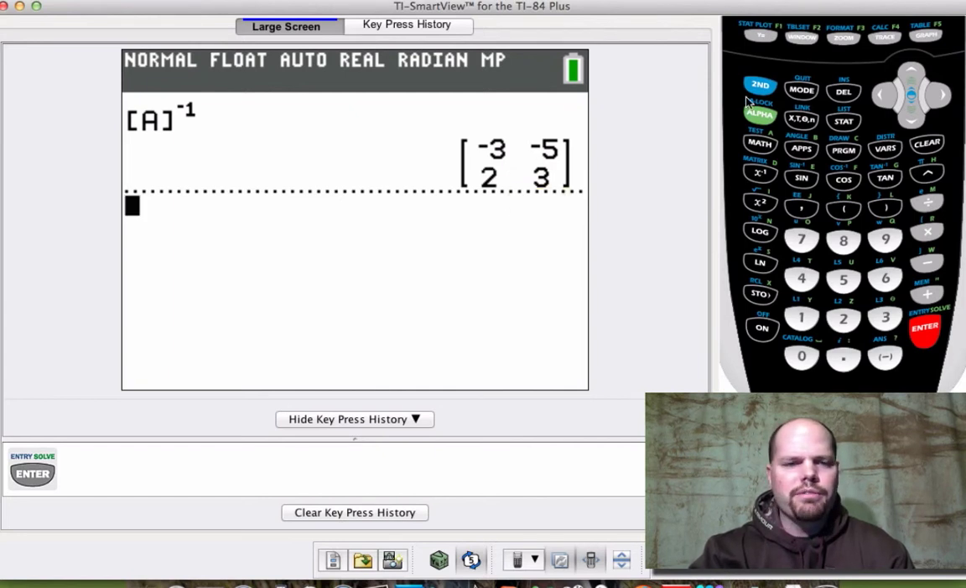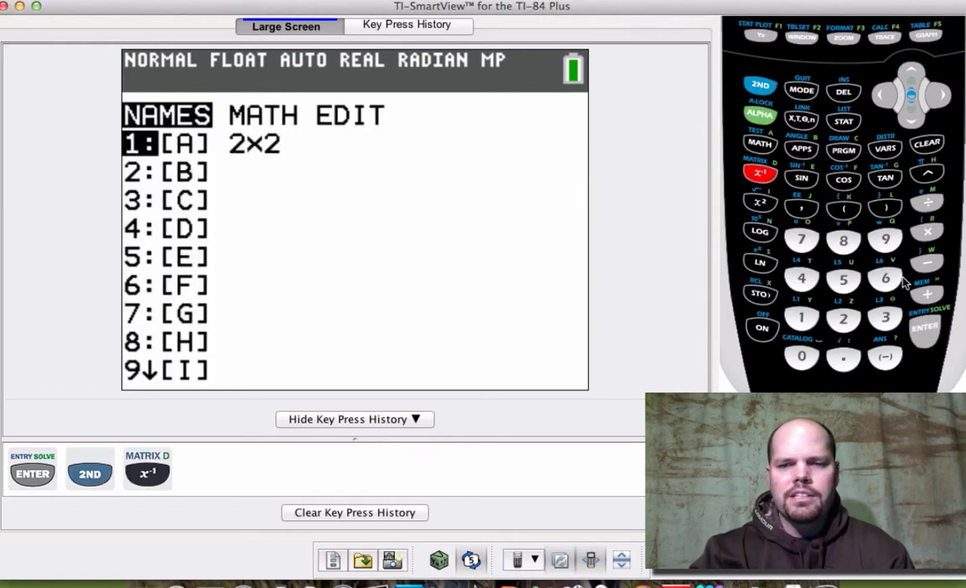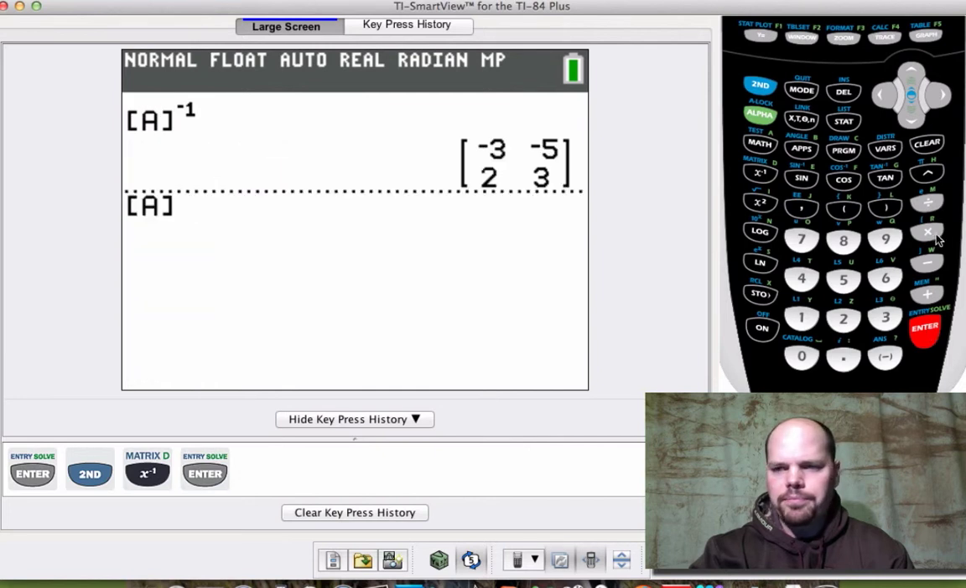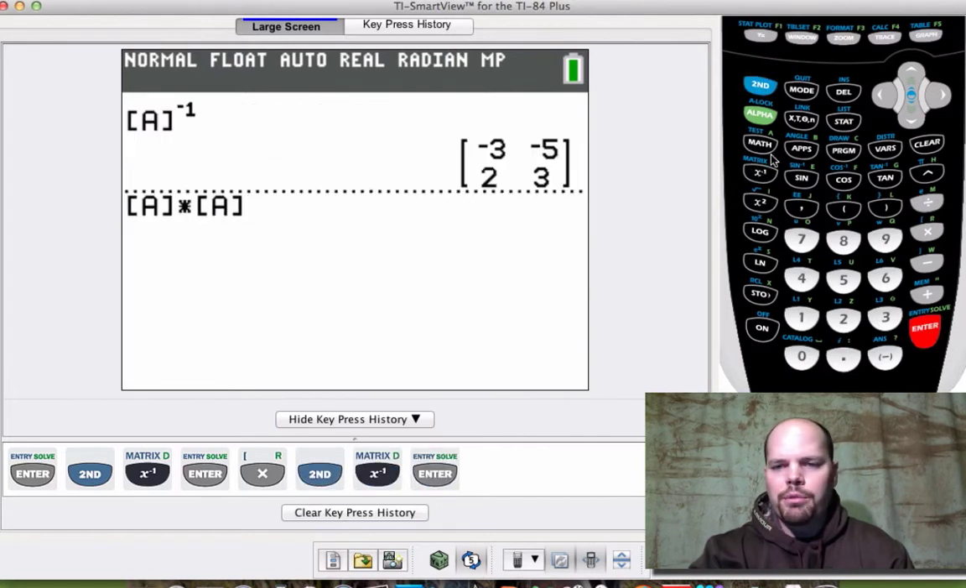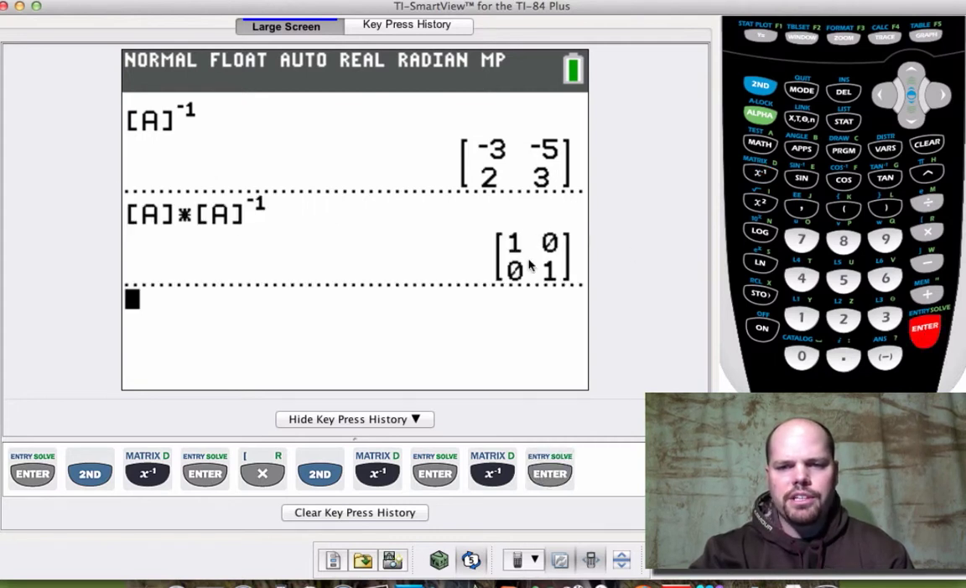Now I want to show that if I multiply matrix A by the inverse, it's going to be the identity matrix. So I go back to matrix, select matrix A, and then times it by the previous answer, but I'll show you how to grab that again. Go back to matrix, select matrix A again, and we need the inverse. So we want to take matrix A times its inverse, and it should be the identity matrix, and it is. If you have the technology, it speeds up the process by quite a bit.